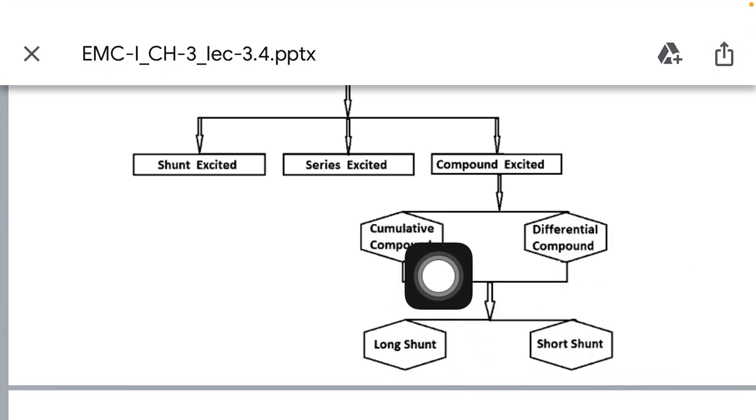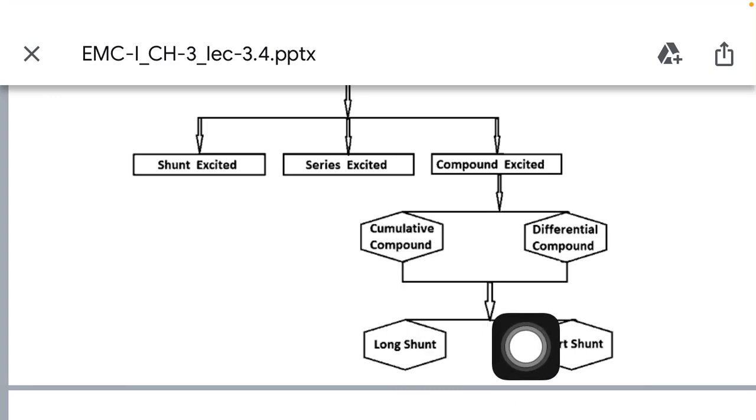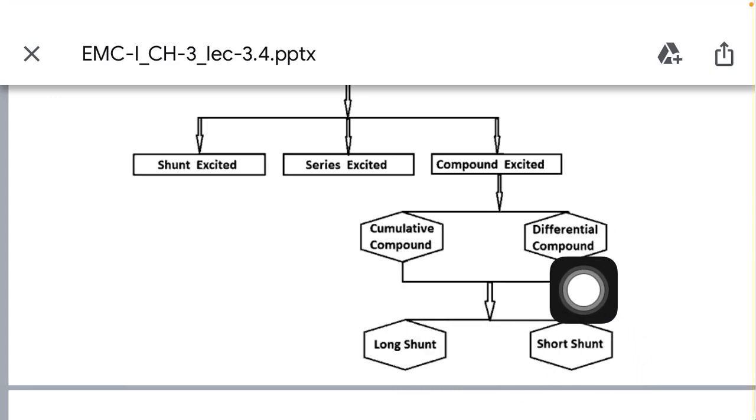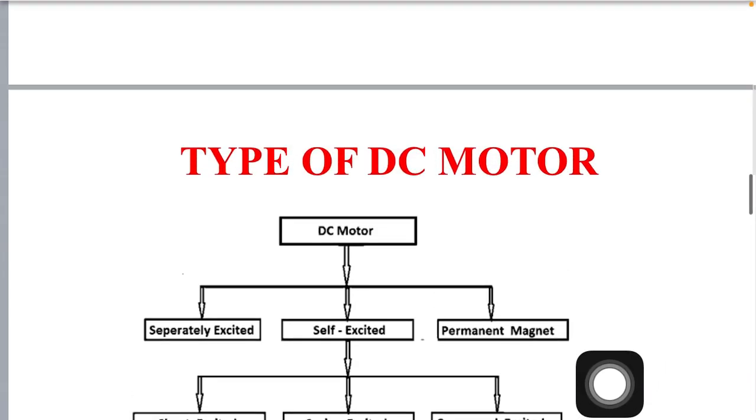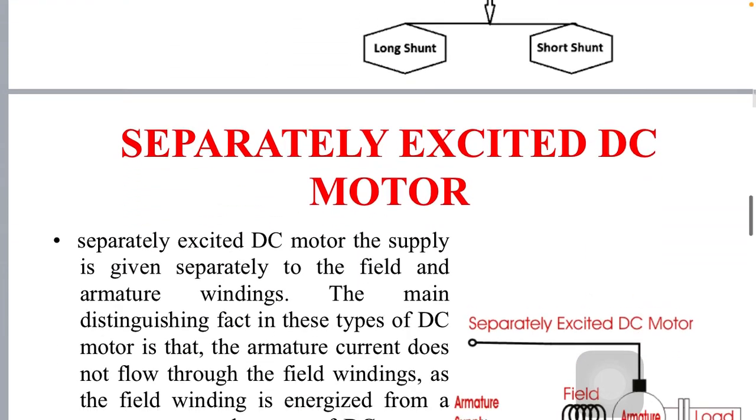So actually, cumulative compound long shunt, cumulative compound short shunt, differential compound long shunt, differential compound short shunt. So these are the types of a DC motor.